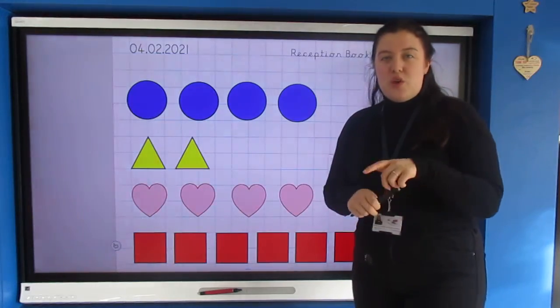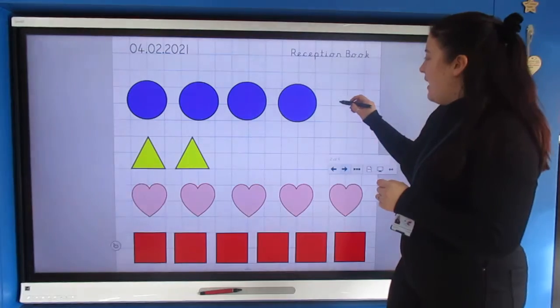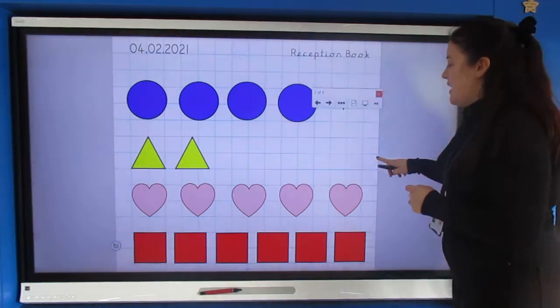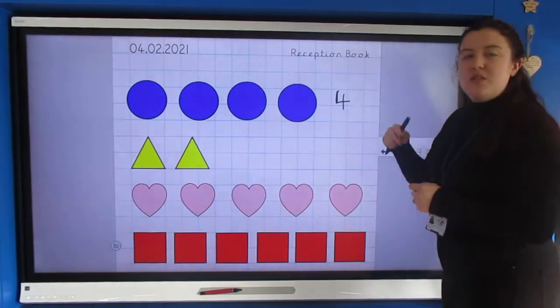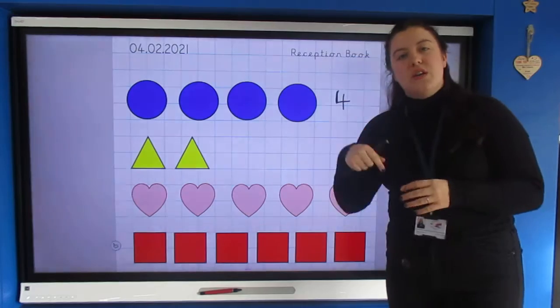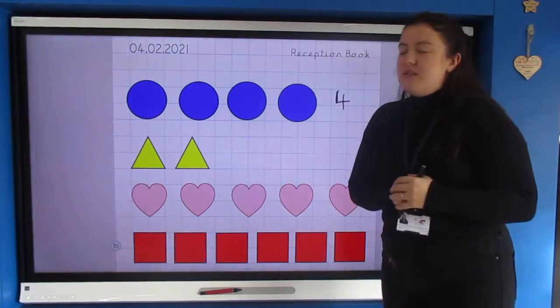Can you now write the number 4 on your whiteboard for me? Thinking carefully about how to write it. There it is. Have a look at Miss Evansy's number 4 and see if you've got the same. We have got 4 circles. Good job. Okay, how many triangles can you see?